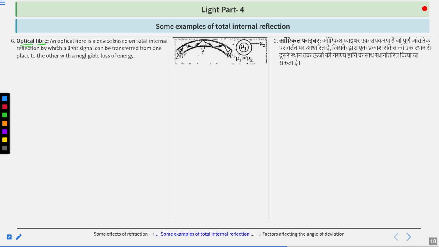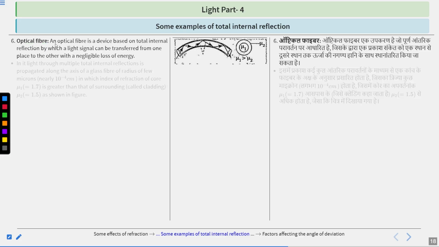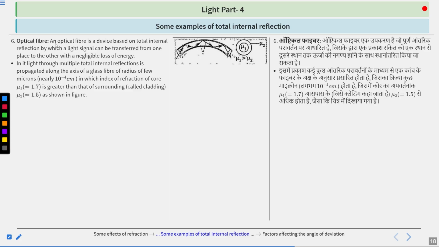Optical fiber. An optical fiber is a device based on total internal reflection by which a light signal can be transmitted from one place to another with negligible loss of energy. In it, light, through multiple total internal reflections, is propagated along the axis of a glass fiber of radius a few microns, nearly 10 to the power minus 4 centimeter, in which the index of refraction of the core, mu1 equals 1.7, is greater than that of the surrounding, called cladding, mu2 equals 1.5, as shown in the figure.